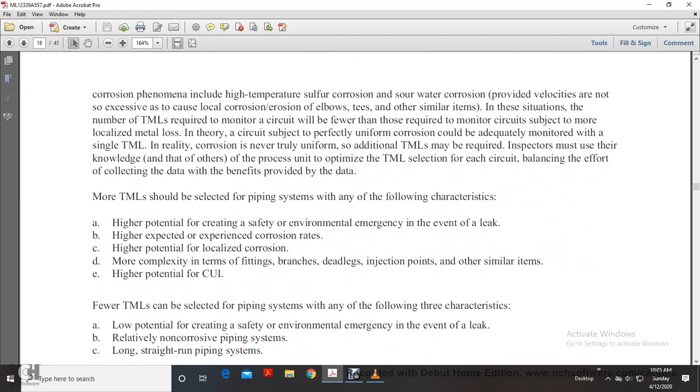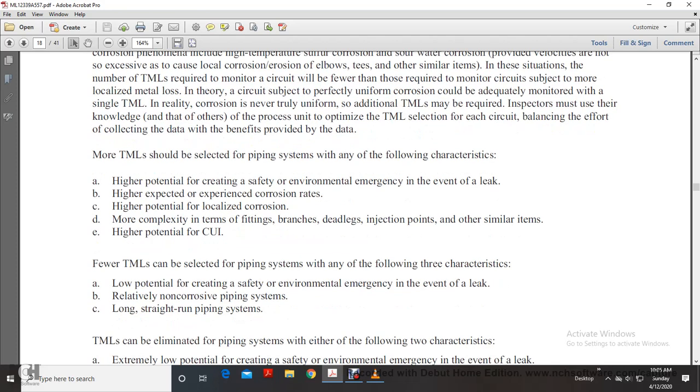More thickness measurement locations should be selected in piping systems with any of the following characteristics: high potential for creating a safety or environmental emergency in the event of a leak, high expected corrosion rates, high potential for localized corrosion, more complexity in terms of fittings, branches, dead legs, injection points, or other similar items, and higher potential for corrosion under insulation.